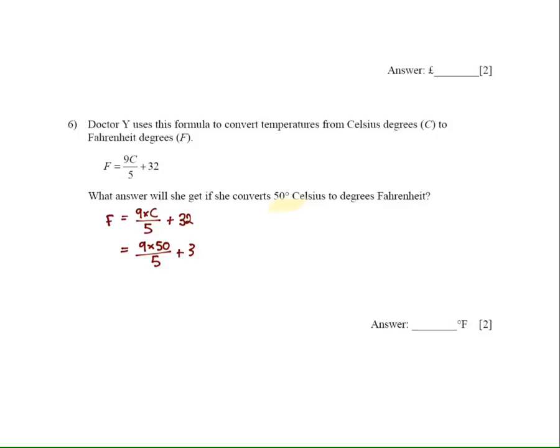Let's do that multiplication on the top line first. So 9 times 50 is 450 over 5 plus 32. You should probably pause the video and complete this. Continuing, we get 90 plus 32, which is equal to 122. So again, notice how the equal signs are all in line. You could write F here and F here because the left-hand side doesn't really change. Final answer, 122 degrees Fahrenheit.